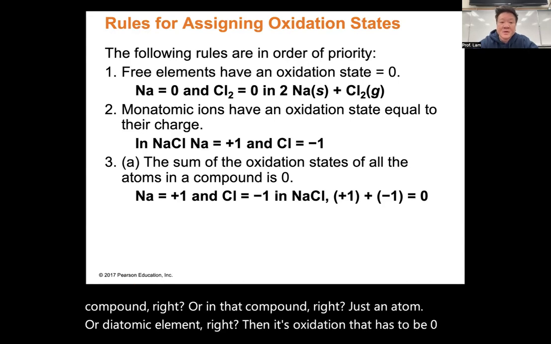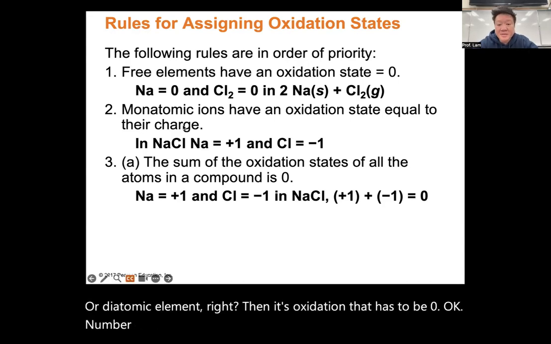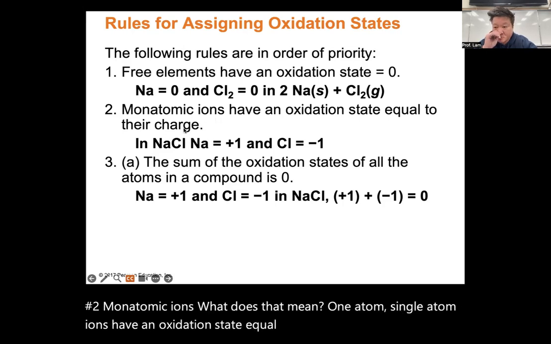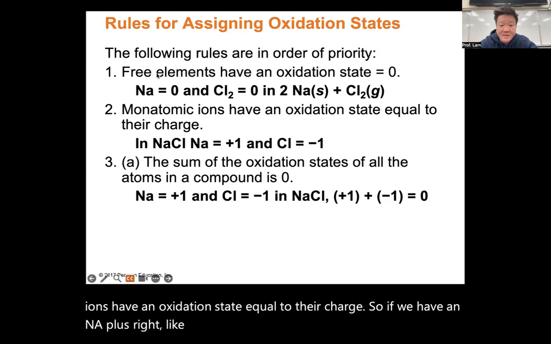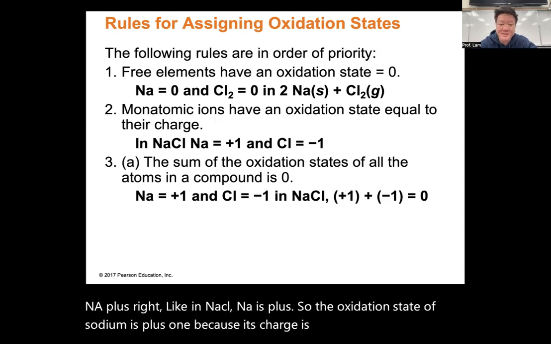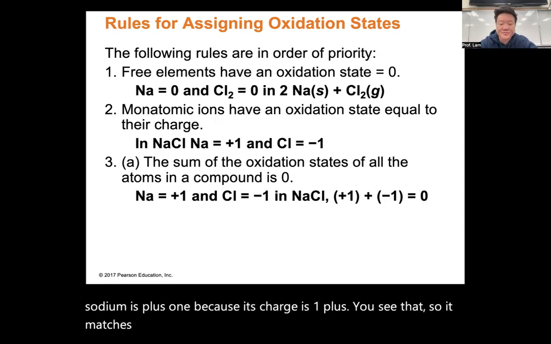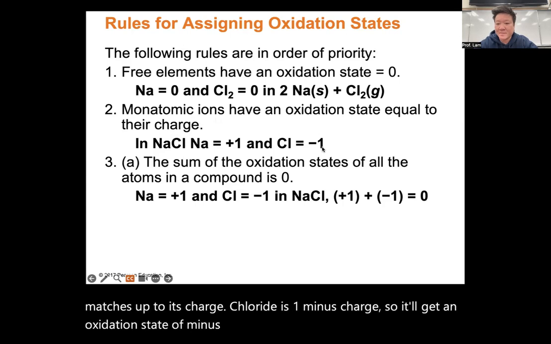Number 2, monatomic ions. What does that mean? One atom. Single atom ions have an oxidation state equal to their charge. So if we have Na plus, like in NaCl, the oxidation state of sodium is +1 because its charge is 1 plus. You see that? It matches up to its charge. Chloride has a 1 minus charge, so it gets an oxidation state of -1. So that rule is pretty easy too.